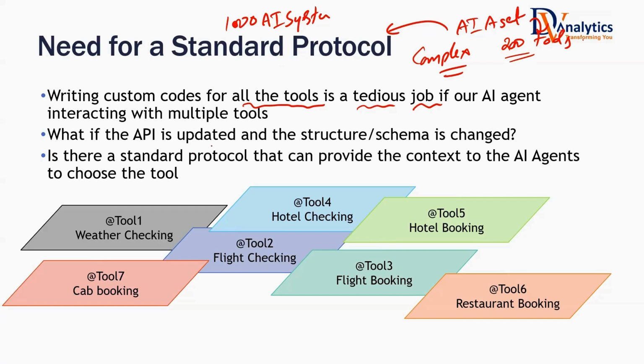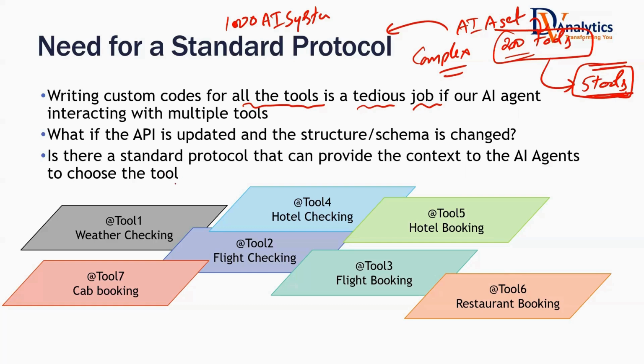What if an API is updated? Let's say you created one agentic AI system which is using 200 tools. Out of these 200 tools, there are 5 tools where the API structure has been updated. What if the schema of the API is slightly changed? Then this whole agentic AI system may fail if those tools are very critical in its workflow.